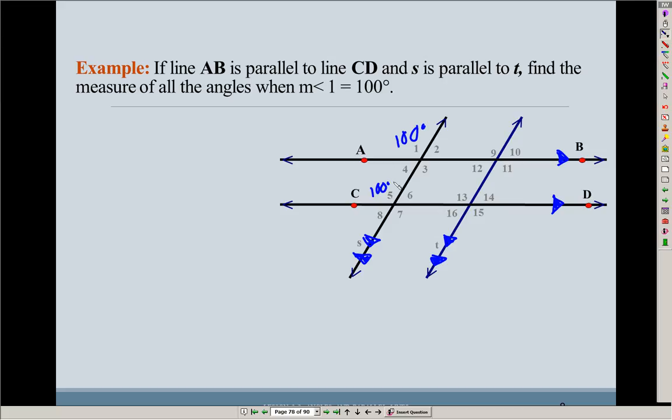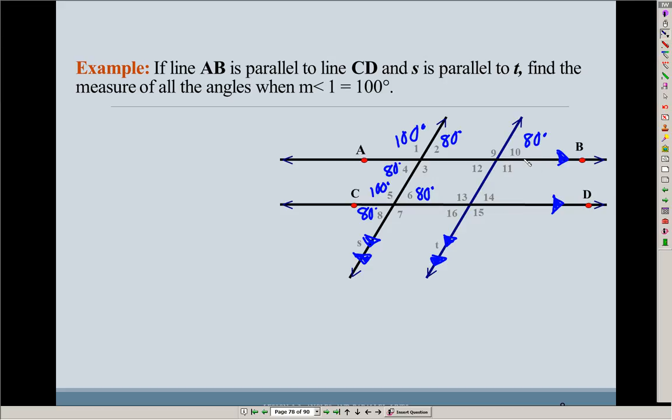Angle 5 and angle 4 are consecutive interiors. They add up to 180. 100 plus 80 is 180. 4 and 6 are alternate interior, so they're the same. 6 and 8 are vertical angles, so they're the same. 8 and 2 are alternate exterior angles, so they're the same. 2 and 10 are corresponding angles, so they're the same.